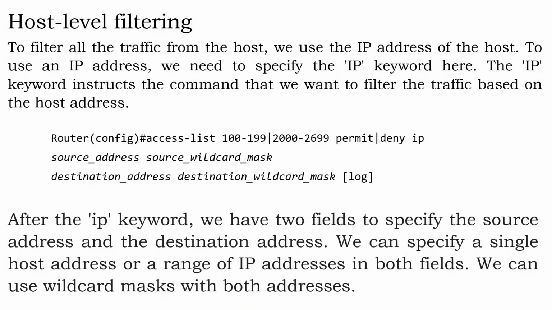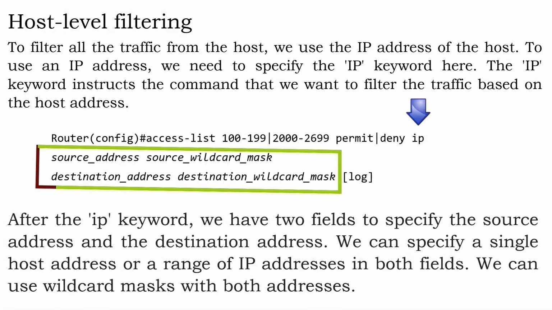To filter all the traffic from the host, we use the IP address of the host. To use an IP address, we need to specify the IP keyword here. The IP keyword instructs the command that we want to filter the traffic based on the host address. After the IP keyword, we have two fields to specify the source address and the destination address. We can specify a single host address or a range of IP addresses in both fields. We can use wildcard masks with both addresses.